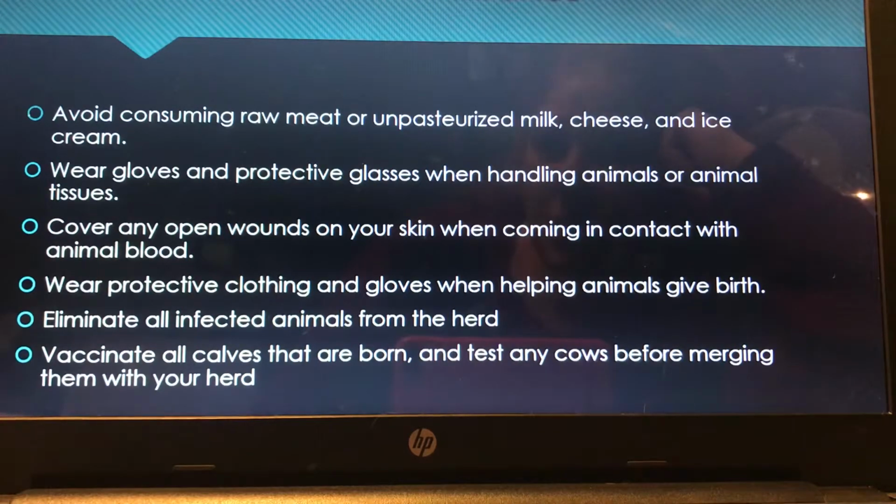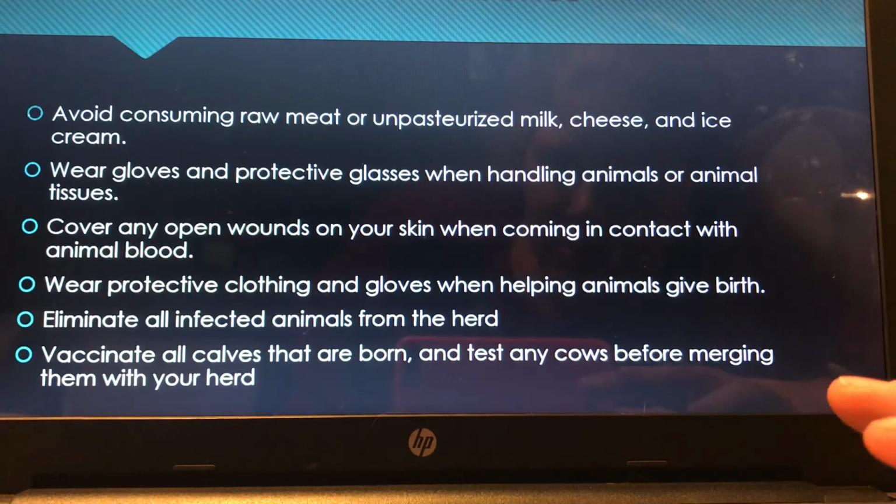So how to avoid Brucella abortus. Avoid consuming raw meat or unpasteurized milk, cheese, and ice cream. Wear gloves and protective glasses when handling animals or animal tissues. Cover any open wounds on your skin when coming into contact with animal blood. Wear protective clothing and gloves when helping animals give birth. Eliminate all infected animals from the herd, vaccinate all calves that are born, and test any cows before merging them into the herd. These are pretty basic steps that usual people take, but just to be sure.